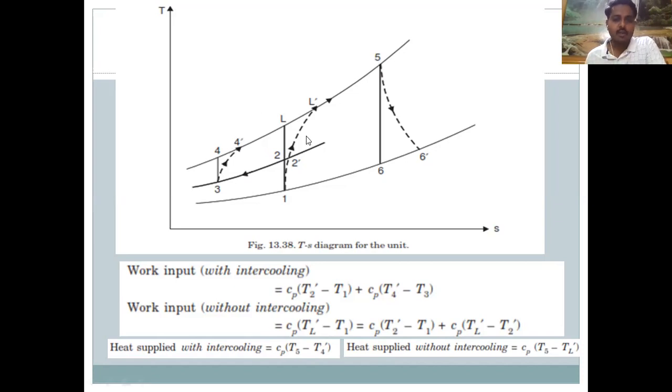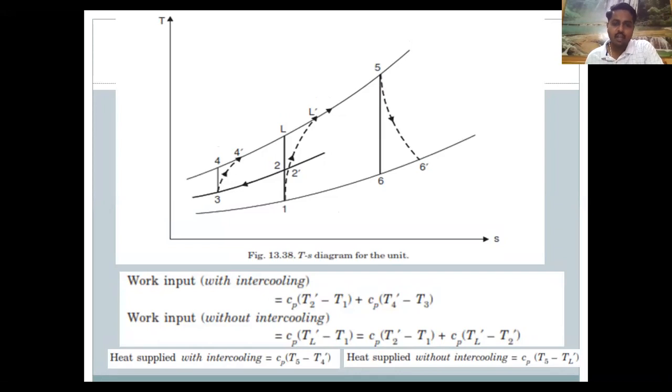But if we're not having an intercooler, at that time our Cp (T5 to L dash). Okay, that much change is there for your intercooling, whether you are having an intercooler or not. Now we can come to the conclusion that heat supply when intercooling is used is greater than with no intercooling. Are you getting the concept? Heat supply when intercooling is used is greater than with no intercooling. Okay. Now that's why we get the maximum efficiency.